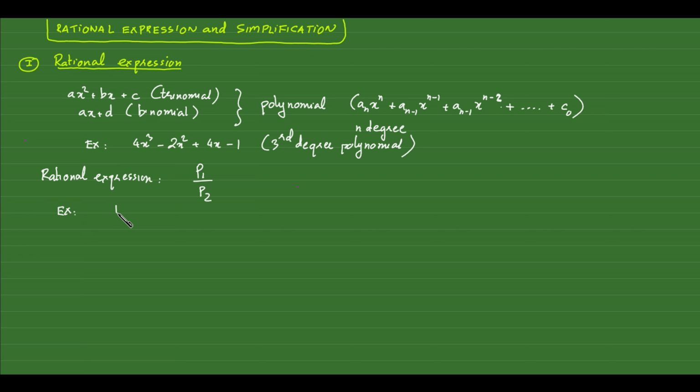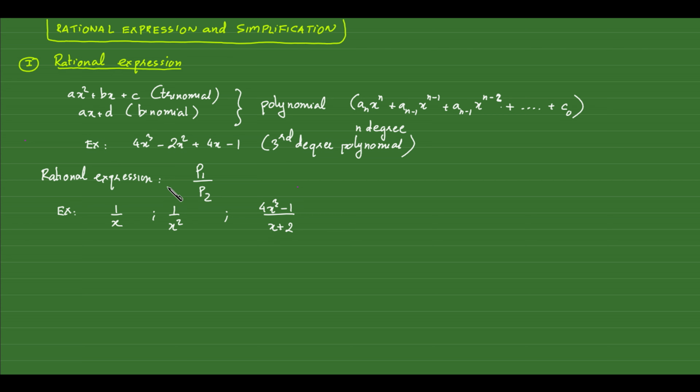What if I have 1 over x? 1 over x is a typical example of a rational expression. Or I can have 1 over x squared. 1 is a zero degree polynomial. x is the first degree polynomial. x squared is the second degree polynomial. Or what if I have something like 4x to the third minus 1 over x plus 2? This is also a rational expression. As long as you have the variable x in the denominator, it is a rational expression.